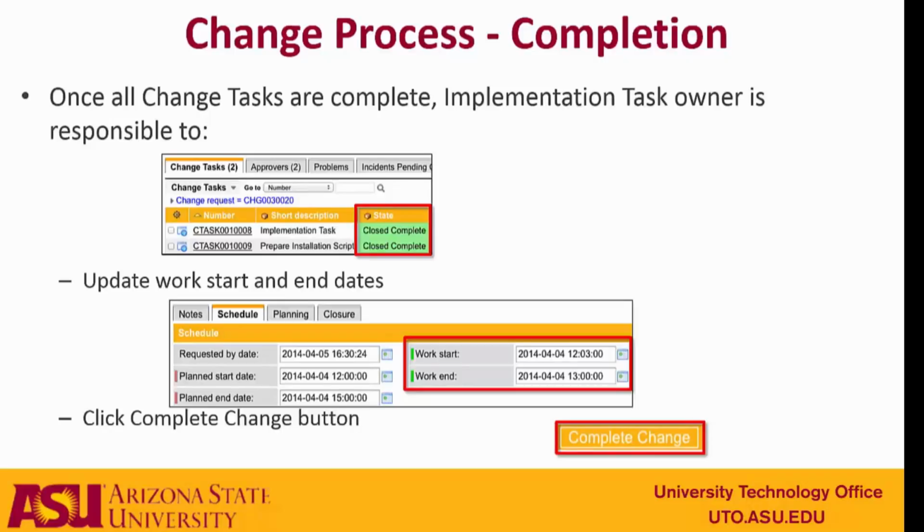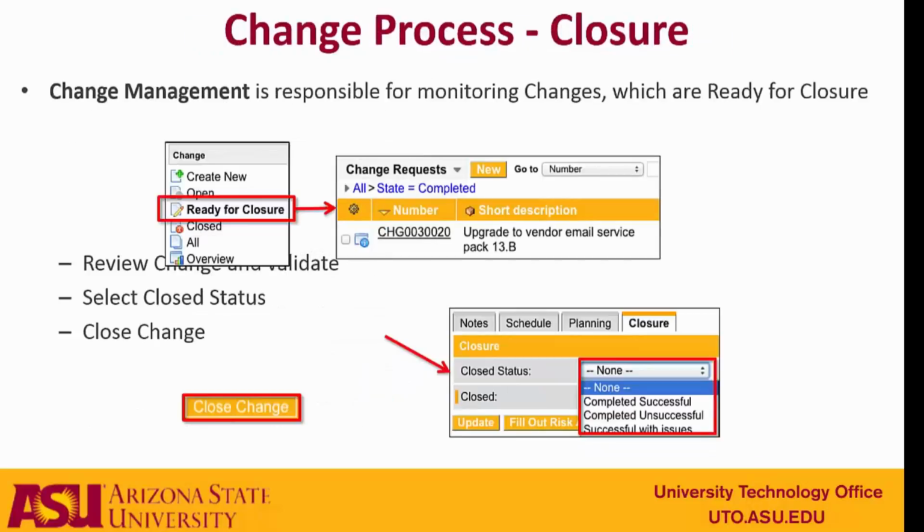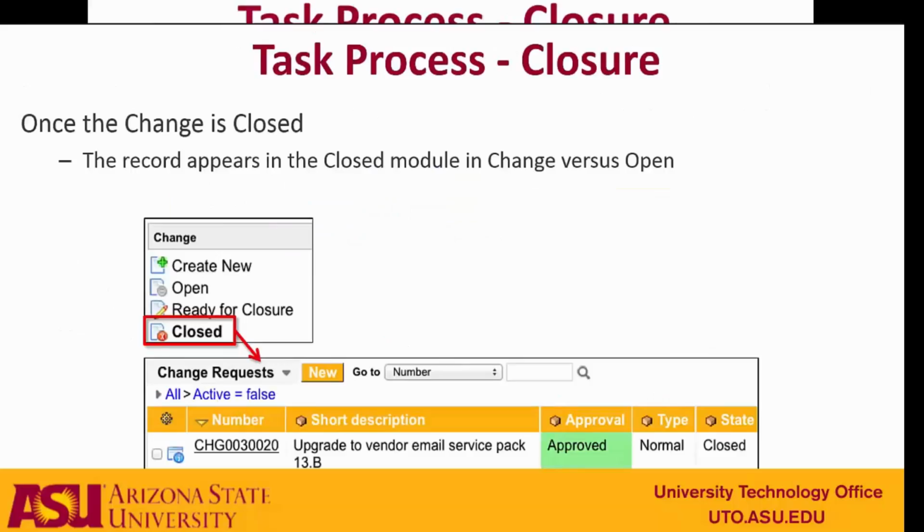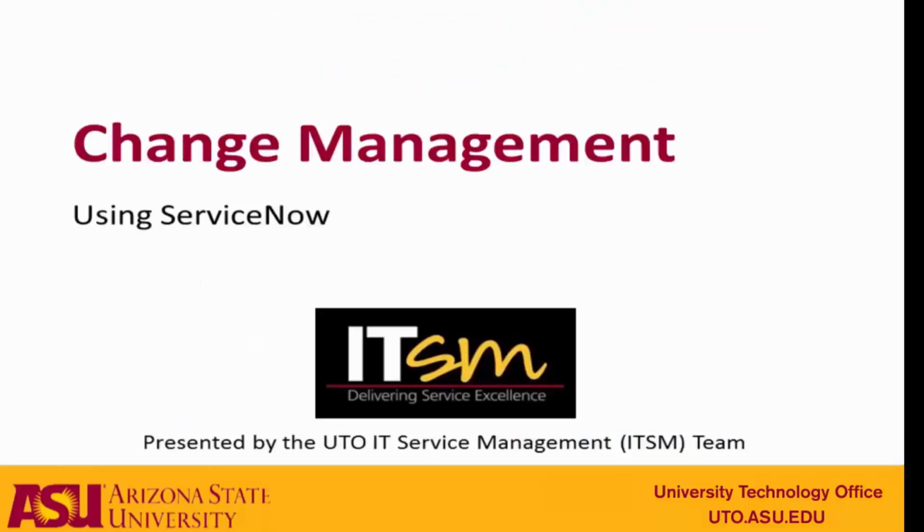The change management group will find that record in the Ready for Closure list. They'll review it, put their own notes in the Closure tab, and then click Close Change. Once they do that, your change record will appear in the Closed list from the Change application. And that's an overview of the change management process using ServiceNow at ASU. Please take a look at the other videos about using ServiceNow to manage change records.